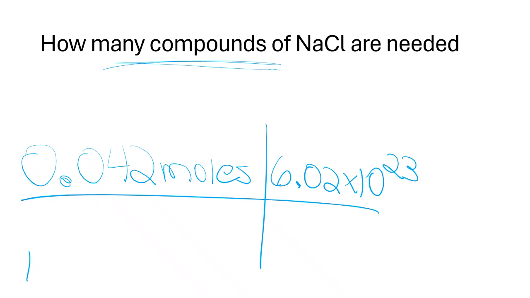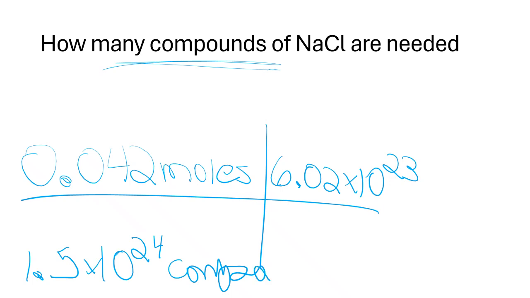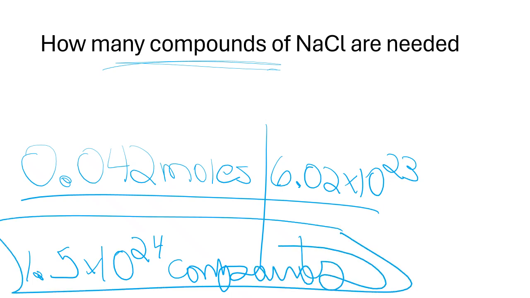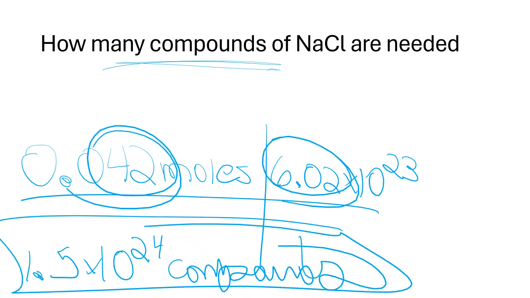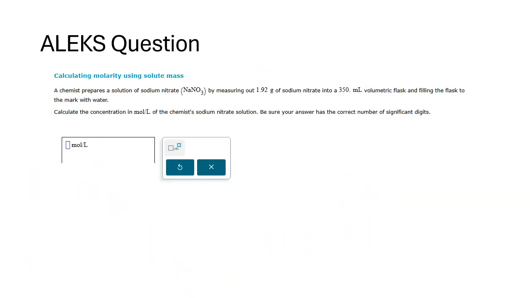And here we have 1.5 times 10 to the 24th compounds. We have 2 sig figs, so the answer is going to have 2. Here's an Alex question. I'll let you work that out on your own, but essentially we have grams and milliliters, and we want to find, what is the word that they give? Concentration, moles per liter, so they use 2 things right there.